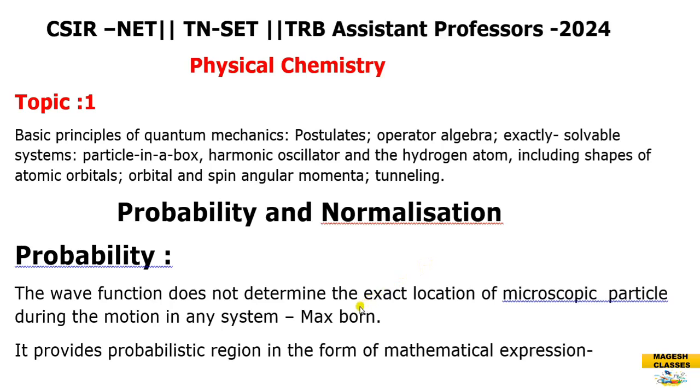The first topic is probability. The wave function does not determine the exact location of microscopic particles like electrons during the motion in any system, according to Max Born. That is, we cannot correctly calculate the wave function of the particular matter wave while they are in motion.